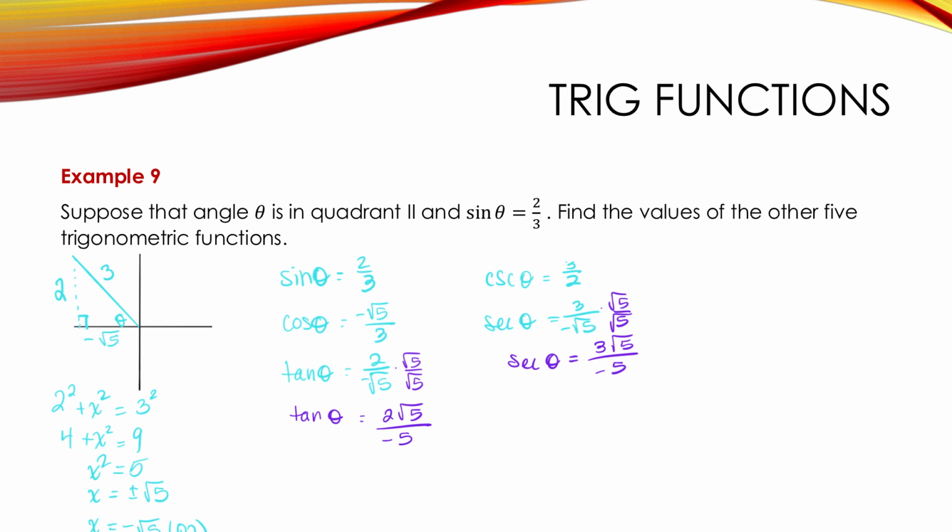And then the last one is cotangent theta. Well, before we rationalize the denominator on tangent, we had 2 over the negative root of 5. So if we just flip that, we have the negative root of 5 over 2. So we are using our 90-degree angle properties with Pythagorean to help us make sure we know all 3 sides. And then we're using those ratios and the reciprocals. 1 over sine is cosecant, 1 over cosine is secant, 1 over tangent is cotangent.